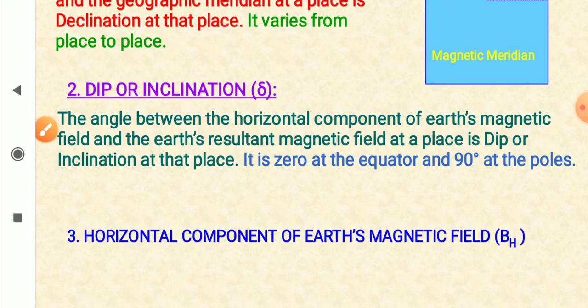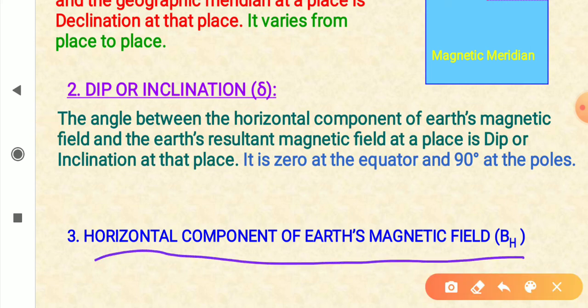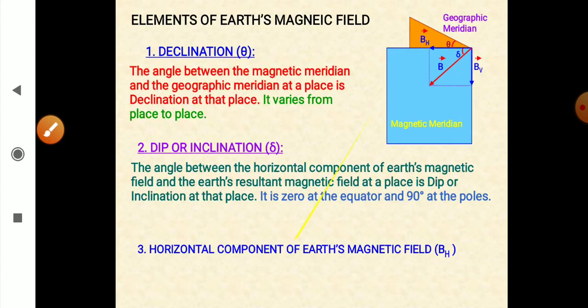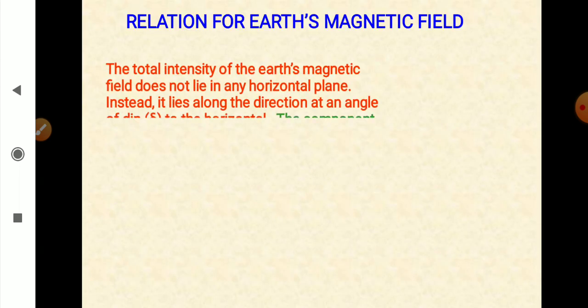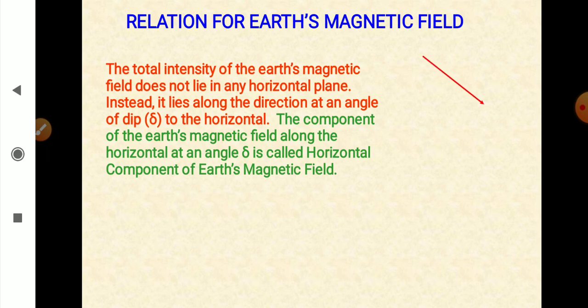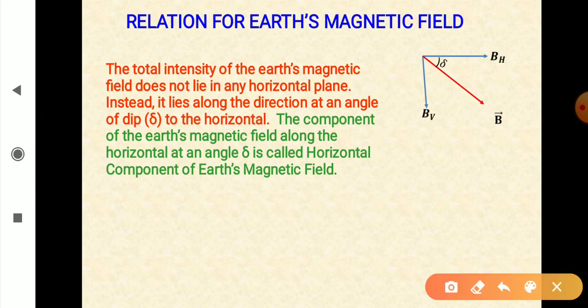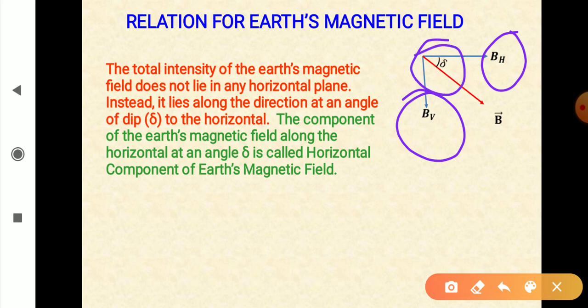At poles the magnetic field is vertical, so angle of dip is 90 degrees. And the third element is horizontal component of Earth's magnetic field. So these three are called elements of Earth's magnetic field. And now the relation for Earth's magnetic field. Here you see, if B is the magnetic field at any point and it makes angle delta with the horizontal, then the horizontal component of Earth's magnetic field is BH, vertical component is BV, and this angle is angle of dip in magnetic meridian.